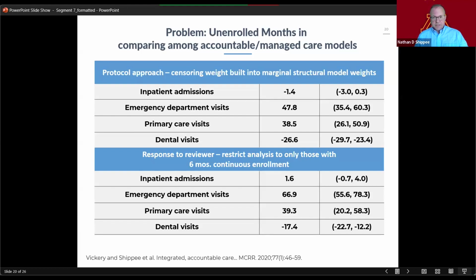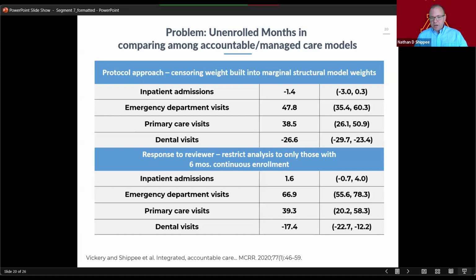Our biostatistician did not want us to represent p-values in here for a couple of reasons, so that's why you're not seeing a p-value, but you can go by the confidence intervals just fine. So that's the set of estimates we got based on our protocol. In response to a reviewer comment, though, for the second set of estimates, they wanted us to restrict our analysis to a 6 months continuous enrollment criterion.